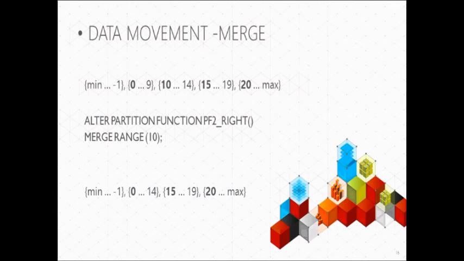So, for example, suppose you remove the boundary value 10 in PF2 right here. We are merging range 10. Currently the values are 0, 10, 15, and 19. After merging, the command removes the partition with lower boundary 10. Now it is 0 to 14, 15 to 19, and 20 and max.